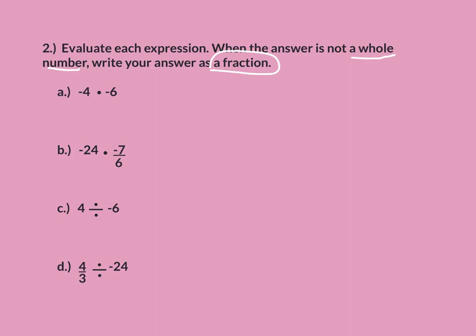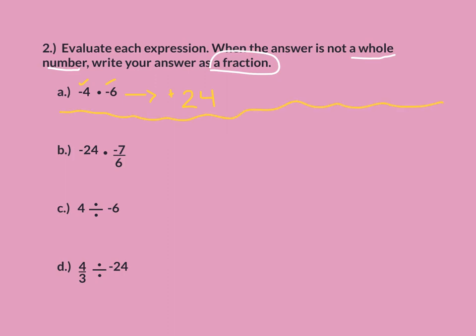Oh, this is a very straightforward one. We've got 4 times 6, which I'm pretty sure everybody knows is 24. And then I count my number of negatives. There are 2 negatives. 2 negatives makes them happy. It's an even number, so that is positive 24.